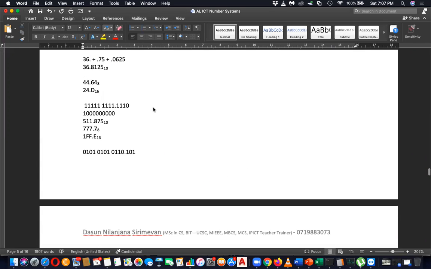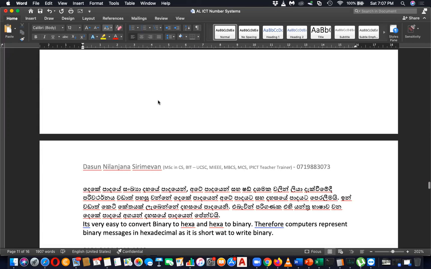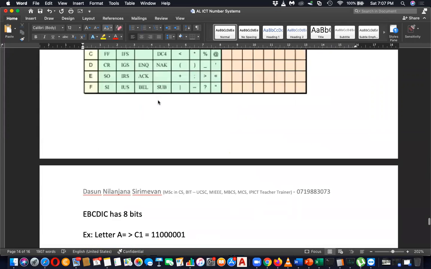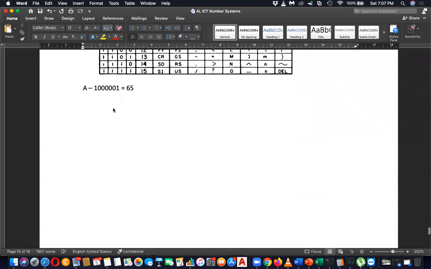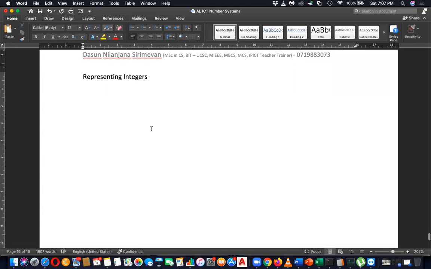Integer representation means representing whole numbers. Please write down the heading, representation of integers. Under that, what I'm going to discuss is basically that there are three techniques.